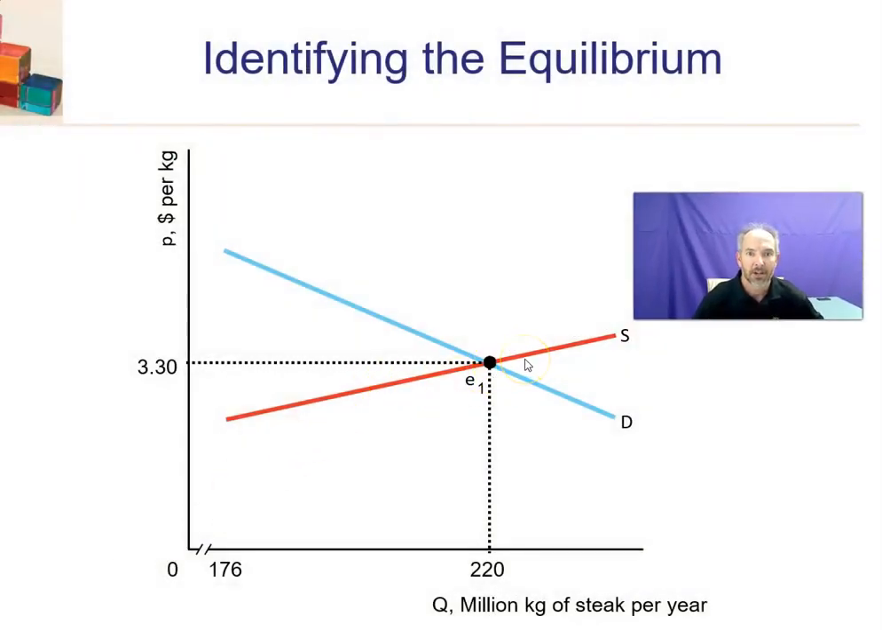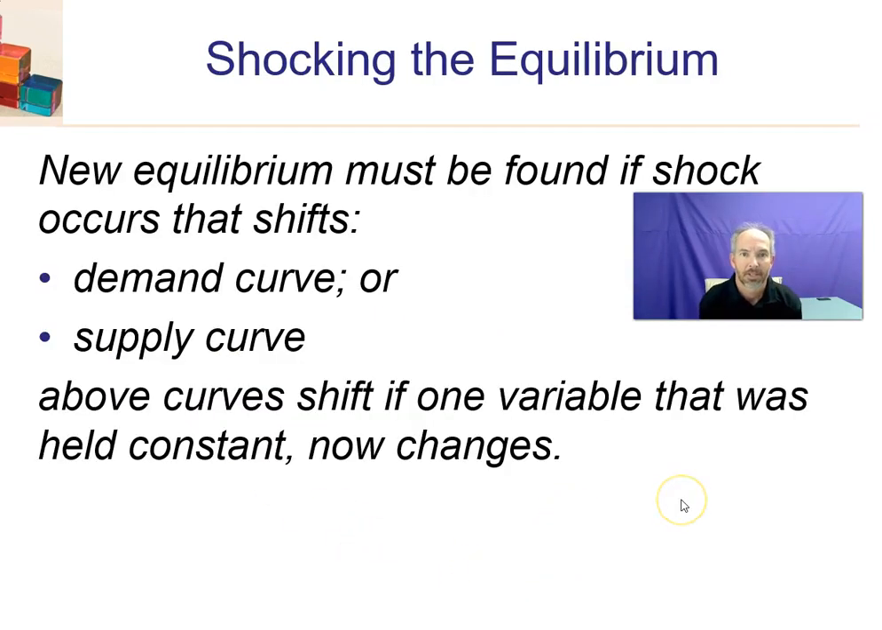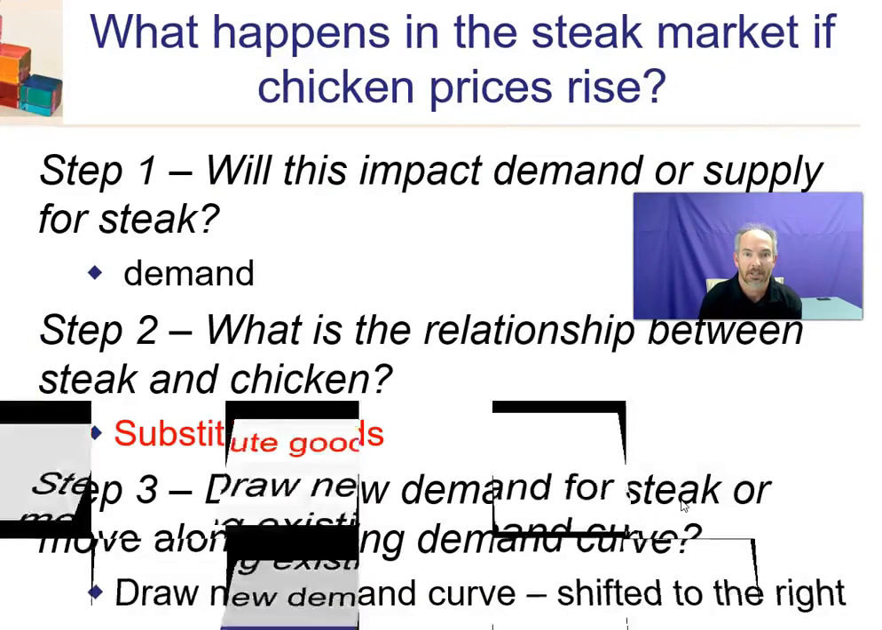In the initial scenario, we have a demand and supply curve before we shock the system that has an equilibrium price of $3.30, an equilibrium quantity of 220. So next, we're going to shock the equilibrium, which means we're simply going to have a new equilibrium given there's been some change that either impacts the demand curve or the supply curve, because something previously that we held constant is no longer constant. It has changed. So let me give you an example of this.